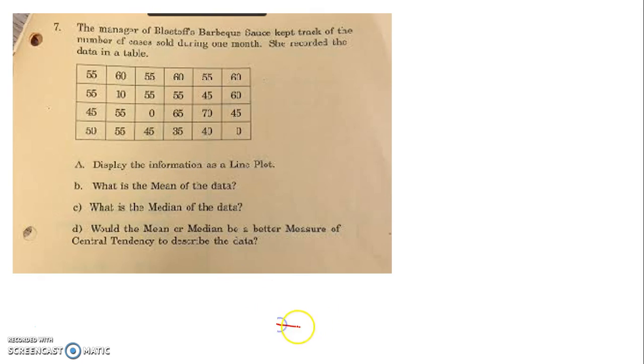Okay, so I'd make a line plot. You might call it a dot plot. Zero's way over here. I'm not going to go 5, 10, 15, 20, 25, 30, 35, 40, 45, 50, 55, 60, 65, 70, but your teacher may want you to. I'm just going to plot the data that I see here.